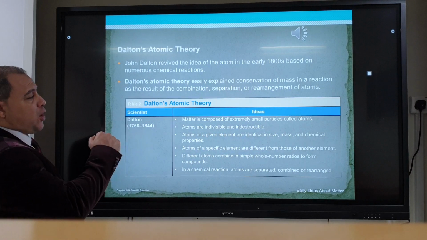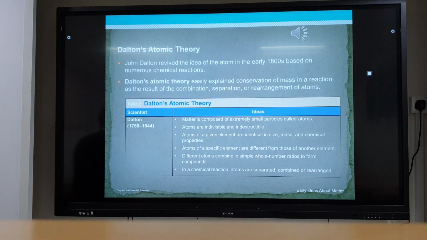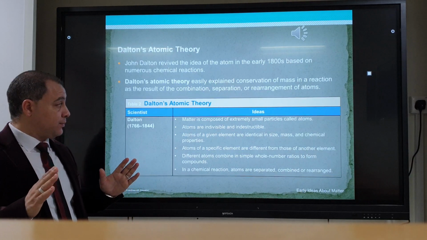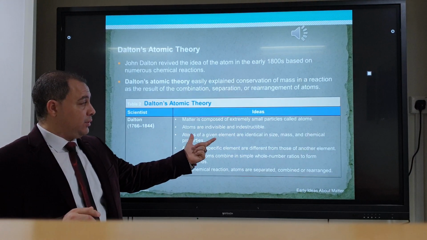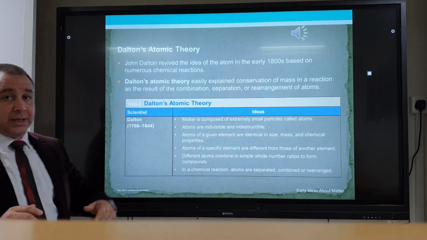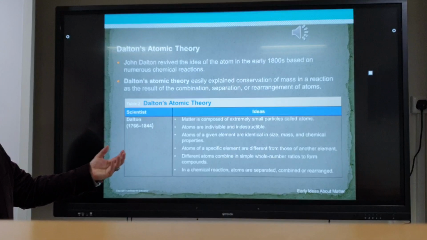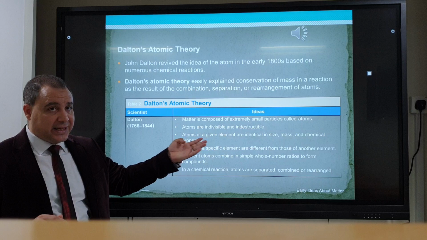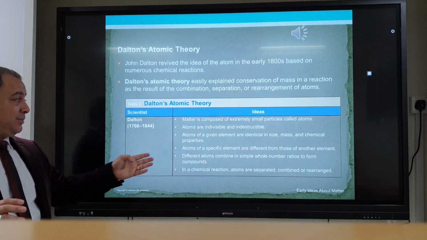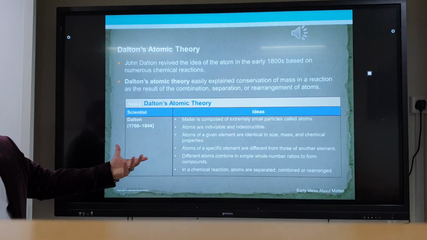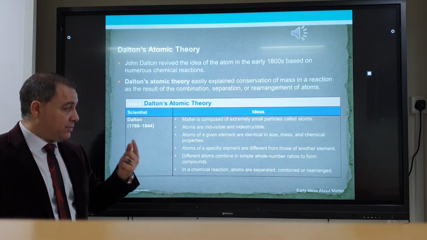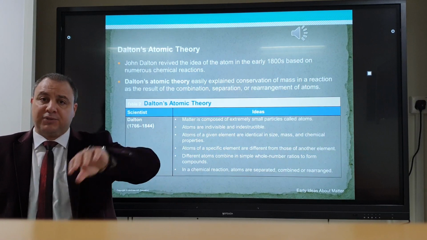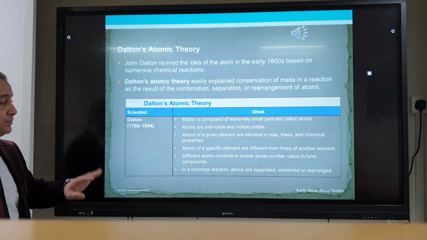Matter is composed of extremely small particles called atoms. Atoms are indivisible and indestructible. Atoms of a given element are identical in size, mass, and chemical properties. Atoms of each specific element are different from those of another element, as the properties of one element differ from the properties of another element.